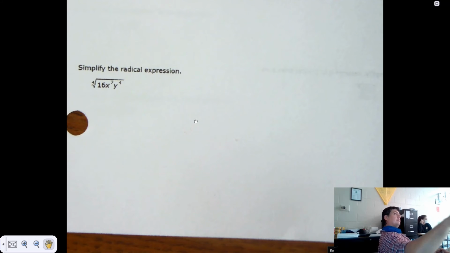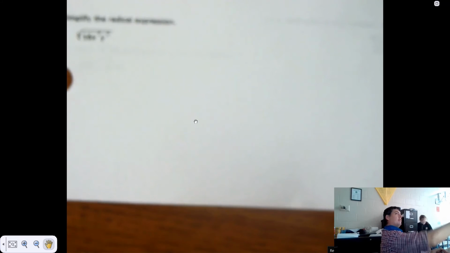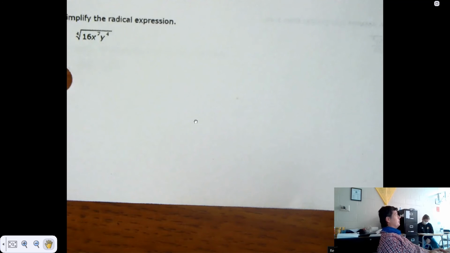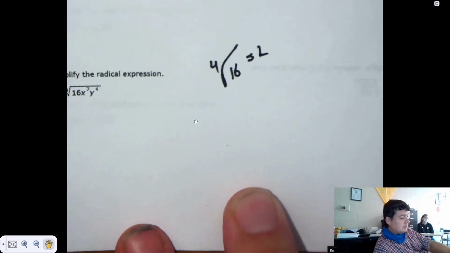All right, on to this one. Emma, what's the 4th root of 16? 4th root of 16 is not 4. 4 times 4 times 4 times 4 is 512. I ain't even worried about the x's. I want to know what the 4th root of 16 is. It's 2. 4th root of 16 is 2.